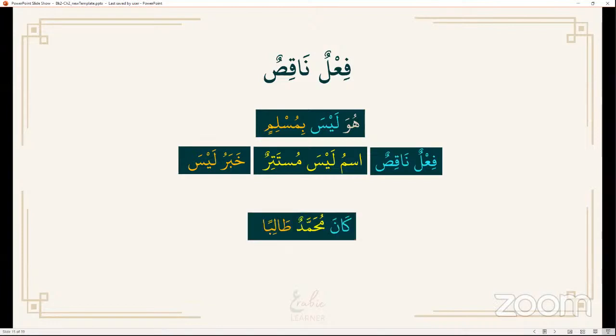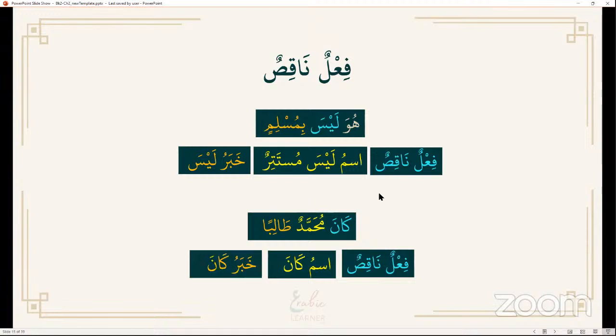Another example. Okay, this is a Kaana example. Kaana Muhammadun taliban. So here fi'l naqis is Kaana. What is ismu Kaana? Good. Muhammadun. And what is khabaru Kaana? Taliban. Good. Khabaru Kaana is taliban.